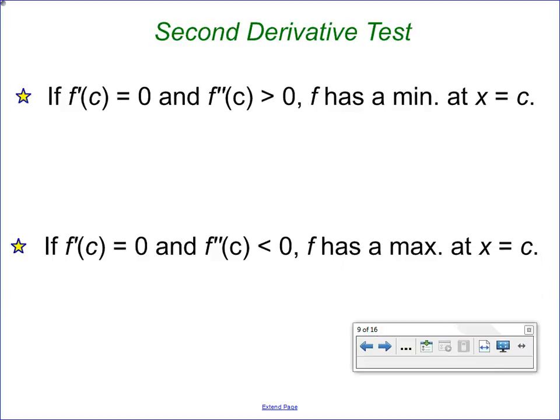If f prime of c equals 0, we're talking horizontal tangent on f, and f double prime of c is positive, so we have horizontal tangent and right side up bowl shape, then f must have a local minimum, right? It must have a minimum at x equals c. Conversely, if f prime of c is 0, but f double prime is negative, now we're talking horizontal tangent, but upside down bowl shape, what feature must occur? Well, then we must have a local maximum at x equals c.